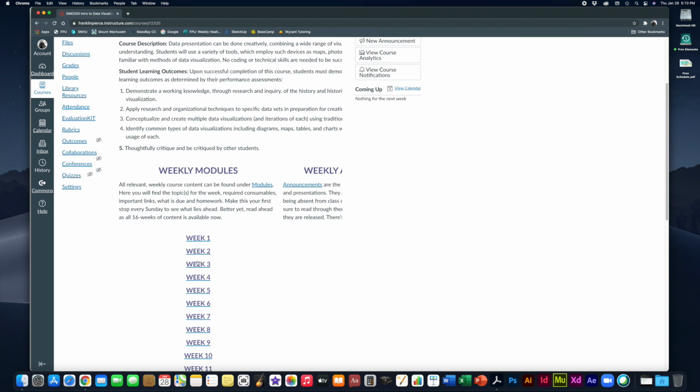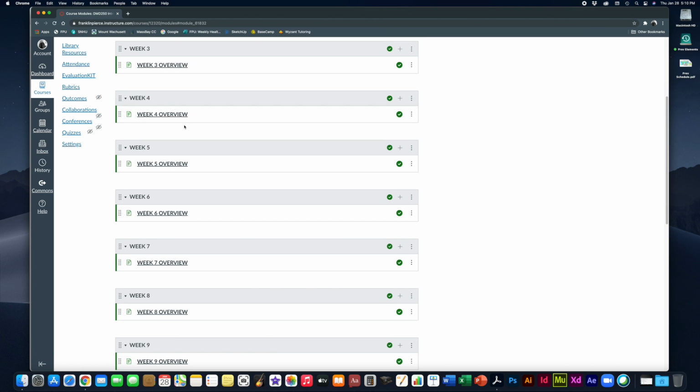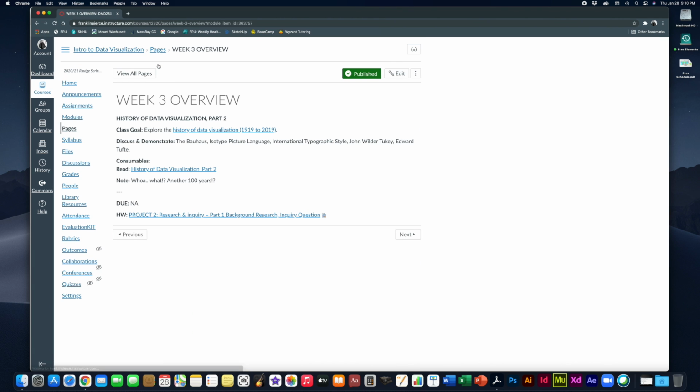Alright, let's take a look at what we're doing this week. We are going to continue along with our overview of the history of data visualization. Last week we did part 1. This week we are going to go over part 2. And then from that overview of all the various areas of history that play into the development of data visualization, you are going to choose an area that you are most interested in to do further research on and to learn more about. And that's going to go right into our project 2, research and inquiry.